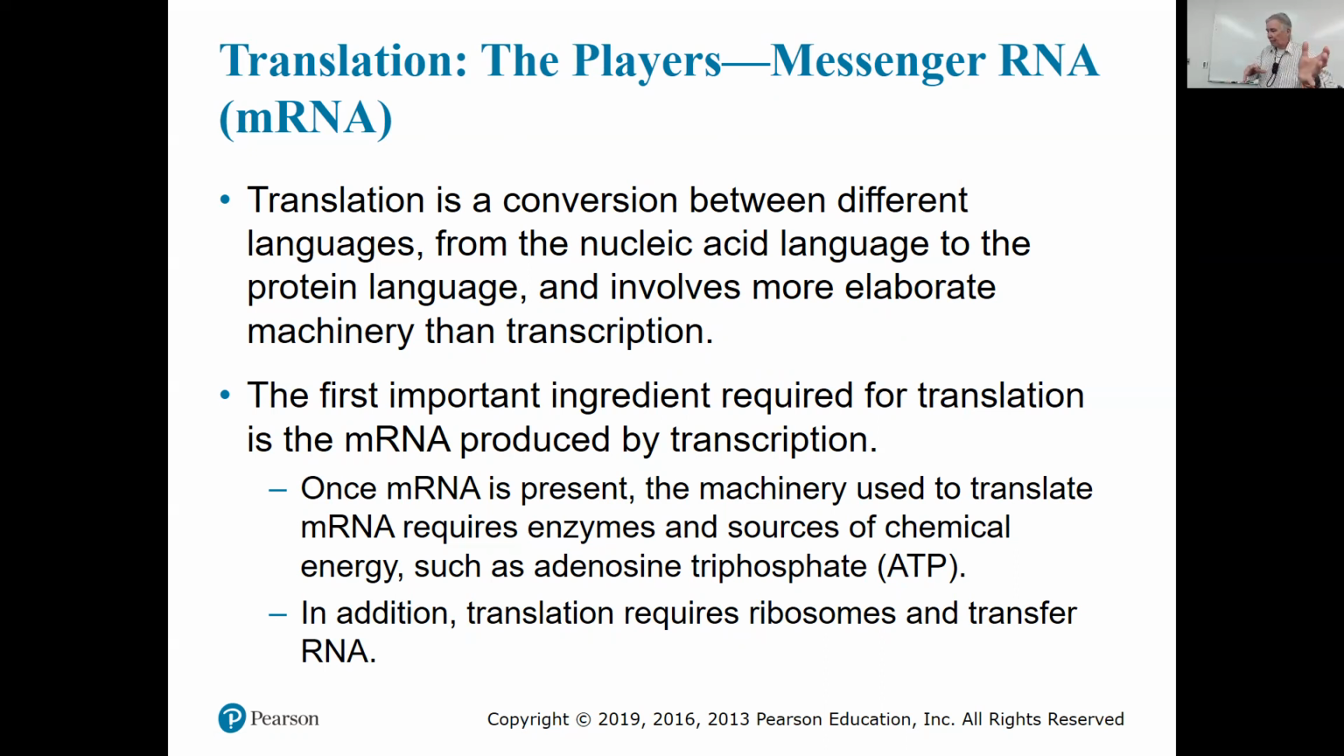And translation requires ribosomes and two other forms of RNA, one called ribosomal RNA that's found in ribosomes, and one called transfer RNA that brings amino acids to the ribosome.